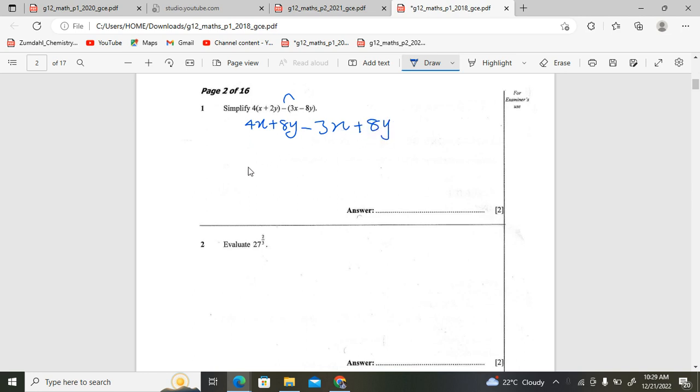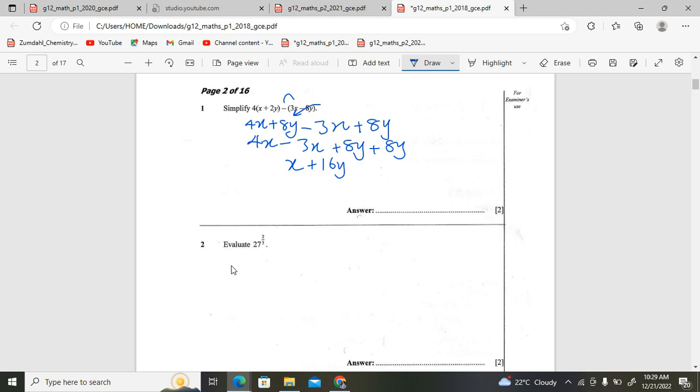So from here, we are going to put like terms together. We have got 4x and then positive 8y. Okay, like terms, the 8 is not a like term. So we're going to get the negative 3x. And then we're going to put the 8y, which is this one, and also the other 8y. So those are like terms. So 4x minus 3x, that is x. And then 8y plus 8y, that is 16y.